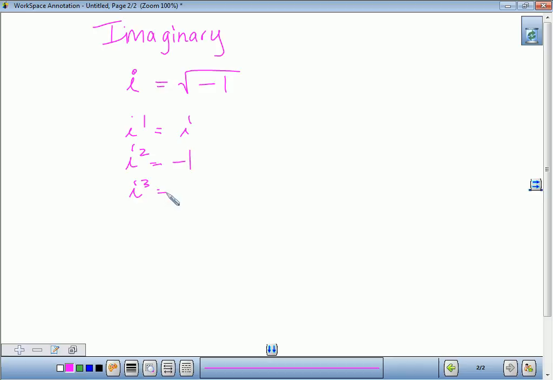Okay, the next section was where we started looking at imaginary numbers. Now, we defined the imaginary unit i, which is defined as the square root of -1. So whenever we see the square root of -1, we replace it with i. And we also studied powers of i. So we said i to the first is just i, i squared is -1, i cubed is -i, and i to the fourth is 1.